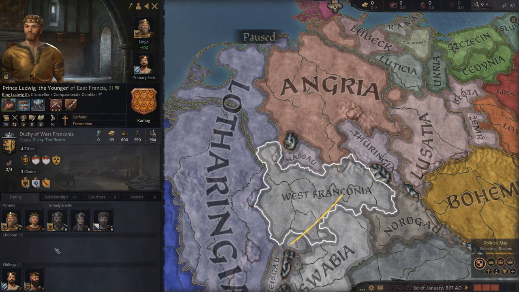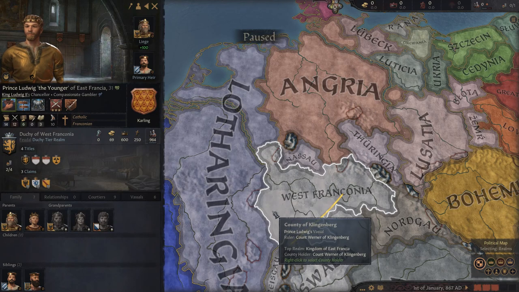Now, he doesn't have a son yet, and he's not even married. We'll get into that here in strategy in a second. Ludwig died after an illness in 882. Without an heir, since Hugh fell, all his lands fell into the hands of his younger brother, Karl, who I will talk about next. But first, we're going to talk strategy.